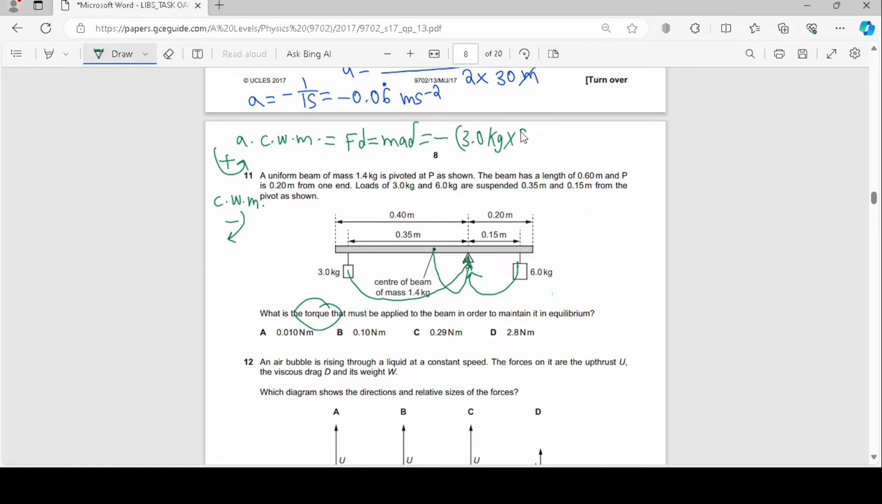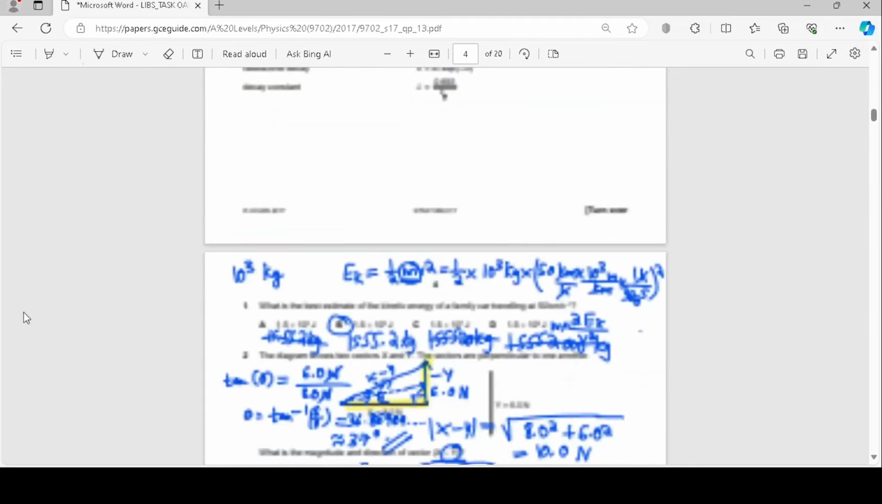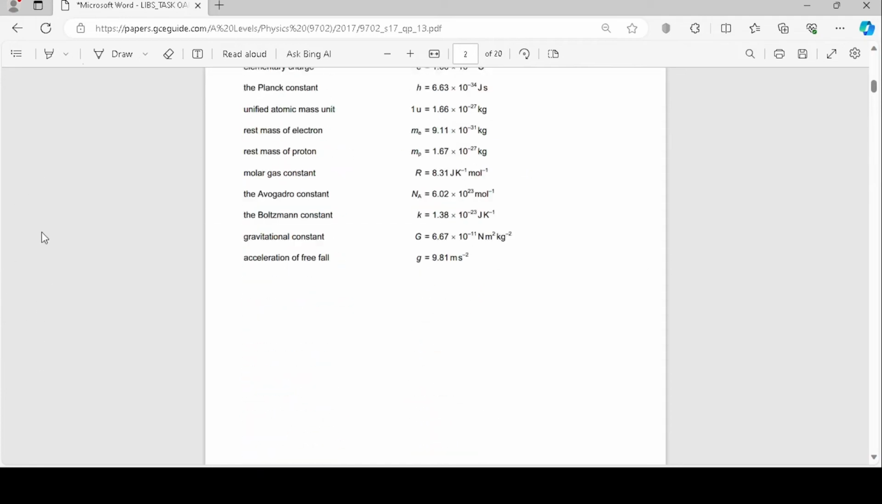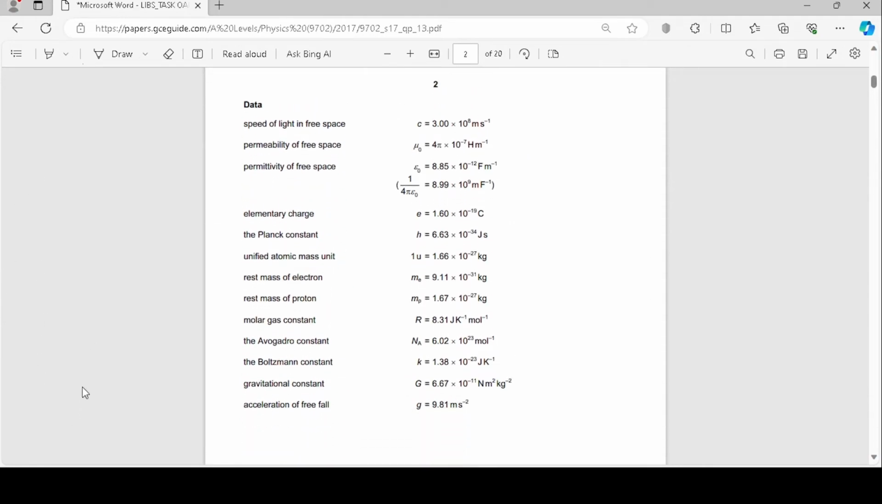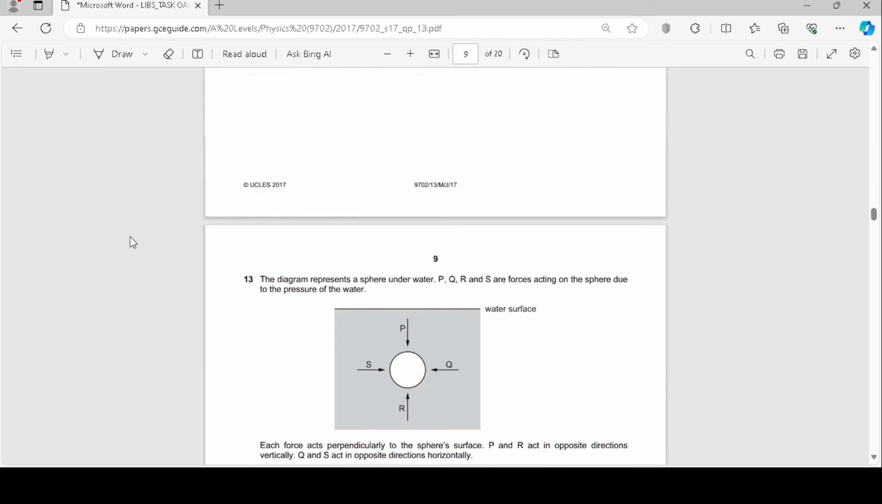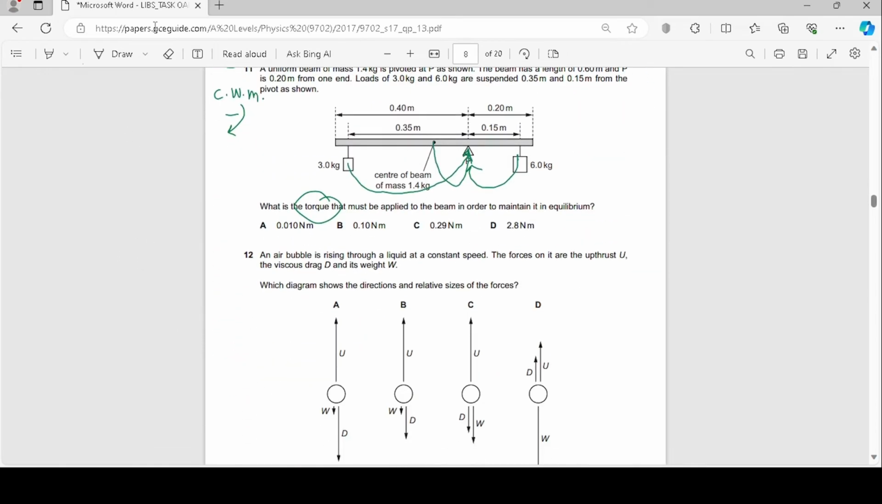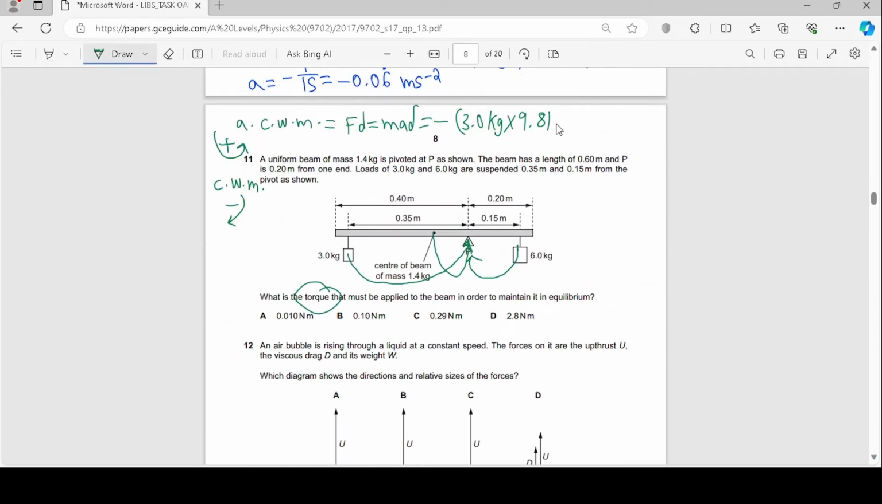The acceleration, sorry, 9.81, isn't it? Let me check if the data booklet uses that value, because I think it's different for math. Yeah, 9.81. Okay, I'm going to use that value then. So 9.81 m s to the minus 2 into the distance. The distance from the 3.0 kilograms to the pivot is 0.35, right? So 0.35 meters. And then another minus for the other moment.